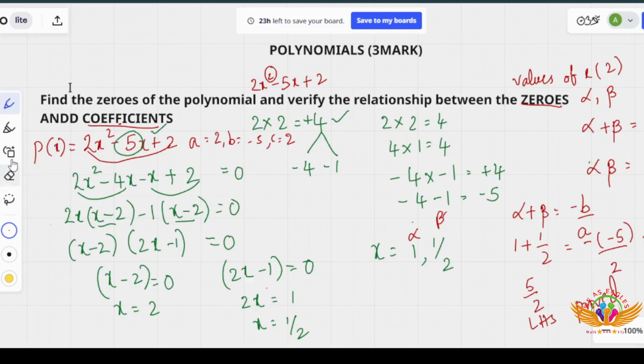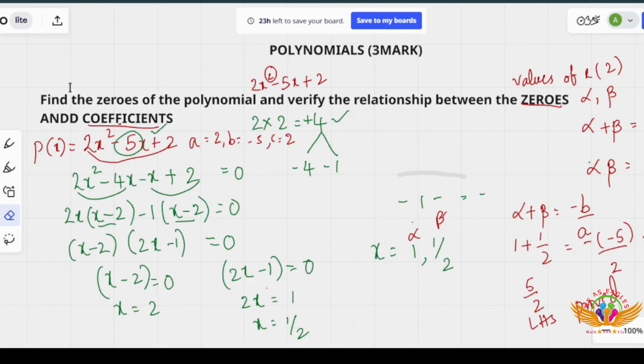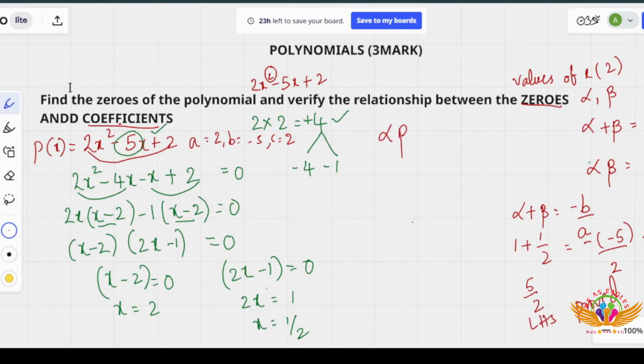And let us find out the RHS, the product of zeros also. Alright. So, what is the formula for the product of zeros? The product of zeros, alpha and beta, is equal to C by A. So we have alpha beta is equal to C by A. So our zeros are 2 and 1 by 2.